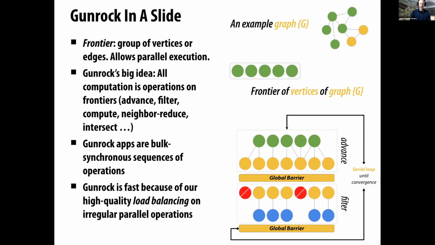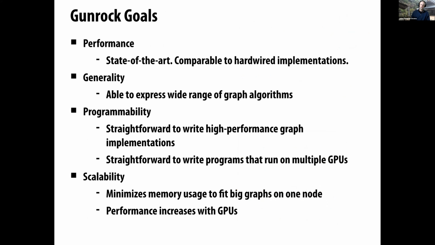Now, when we build apps, what they are is just sequences of these operators. They're bulk synchronous, much like the traditional GPU programming model, although we're experimenting with more asynchronous kind of programming models here as well in implementations. And why is Gunrock fast? It's because we put a lot of effort into the load balancing issues that are associated with doing operations that are irregularly parallel. And I'll talk about that in a little bit more detail, but when you're trying to build fast graph analytics on a machine like the GPU, that turns out to be the biggest performance challenge, in my opinion.